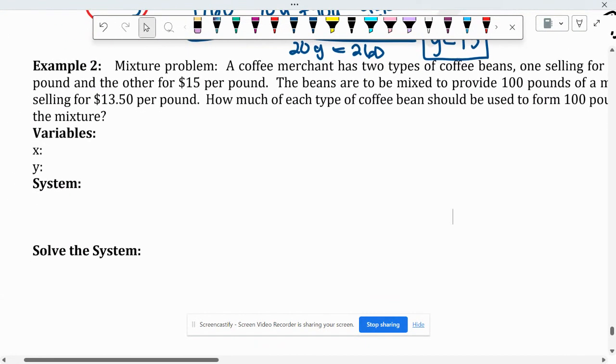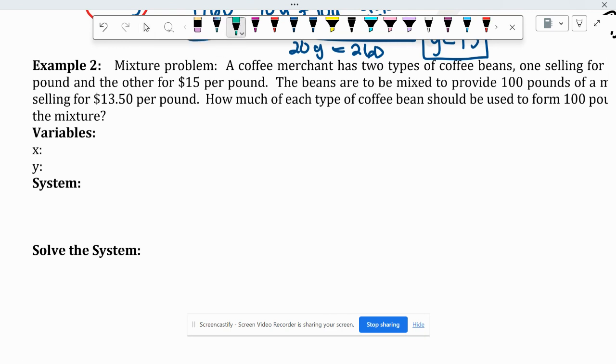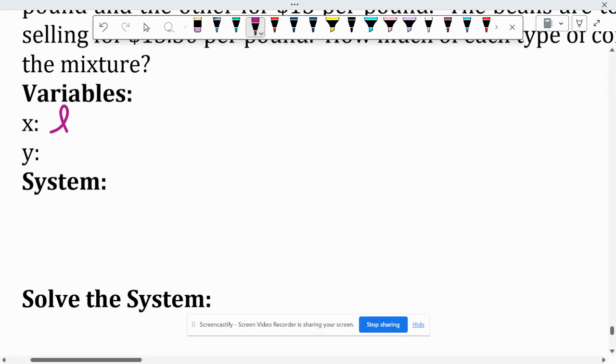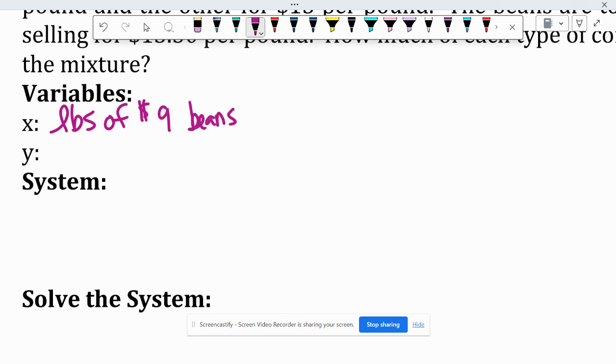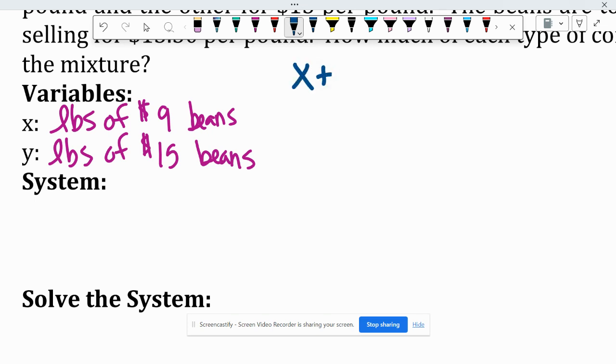Braden, are you good for me to unfreeze and go? Okay, perfect. So I have two types: the $9 type and the $15 type. When I define my variables, I'm going to say let X equal the pounds of $9 beans, and Y is the pounds of $15 beans. How many total pounds of coffee do I want? I need 100 pounds. So X plus Y has to equal 100.